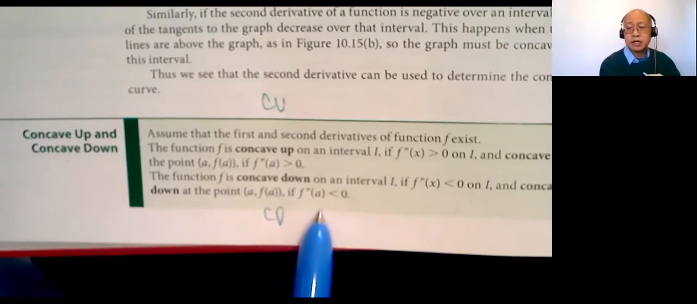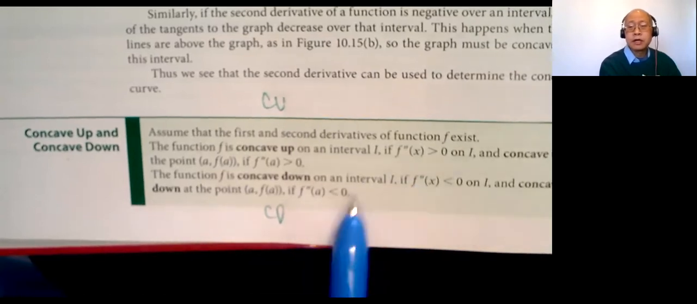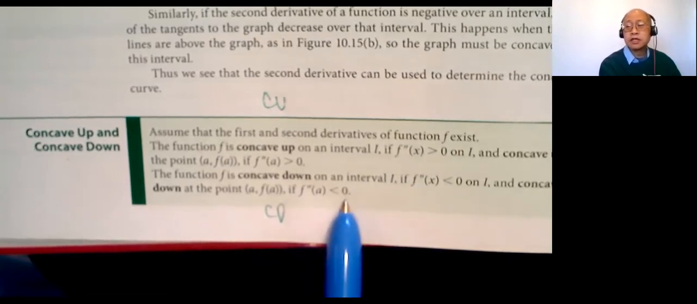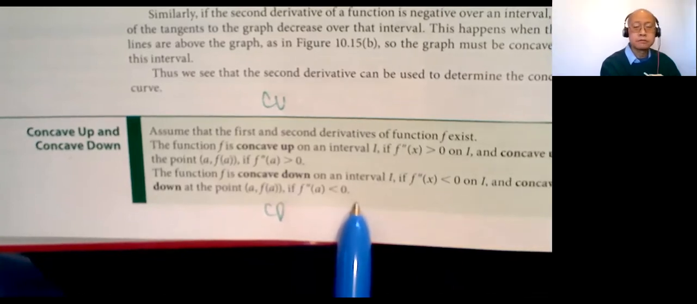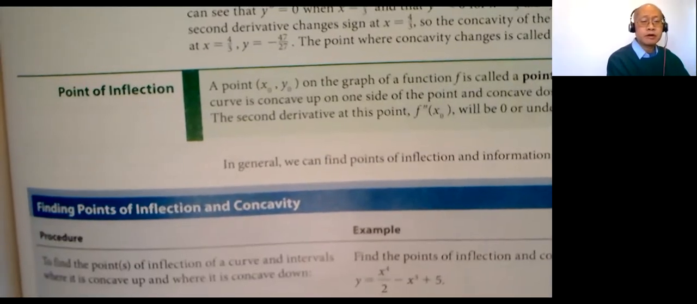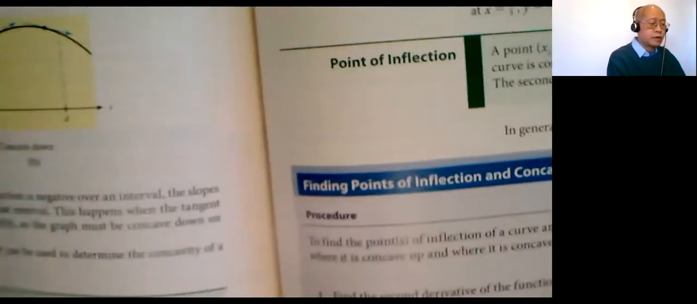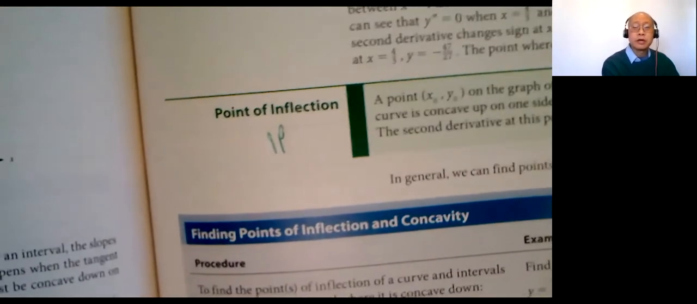There's a case that hasn't been considered. I got greater than 0, less than 0. What's left out? Equals 0. How about equals 0? That's where you might have a point of inflection or inflection point. I'll abbreviate inflection point, IP.